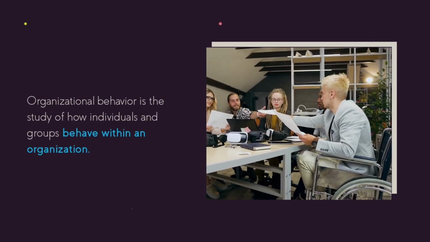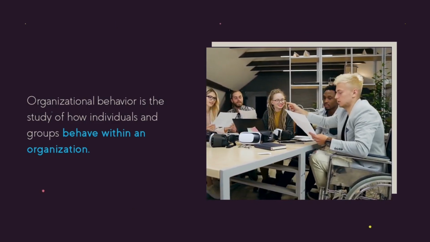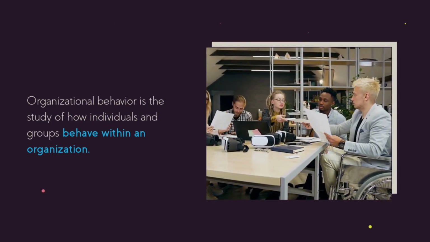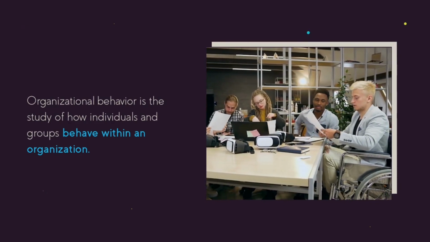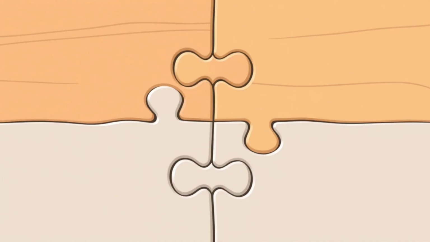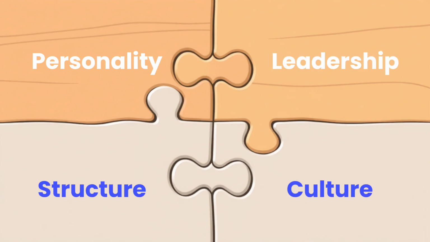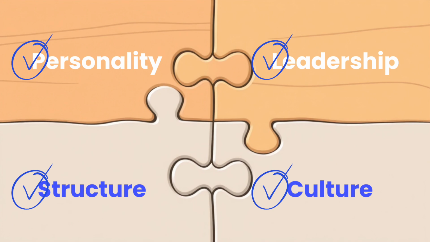Organizational behavior is the study of how individuals and groups behave within an organization. It looks at why people act the way they do at work and what influences their actions. This includes things like personality, leadership, team structure, company culture, and more. It's like a puzzle. Organizational behavior helps us figure out how the pieces fit together.